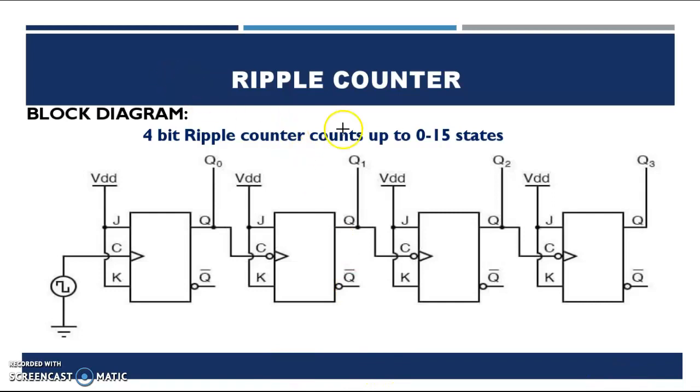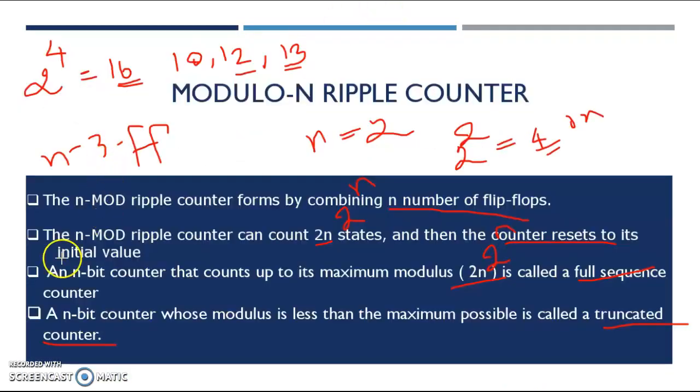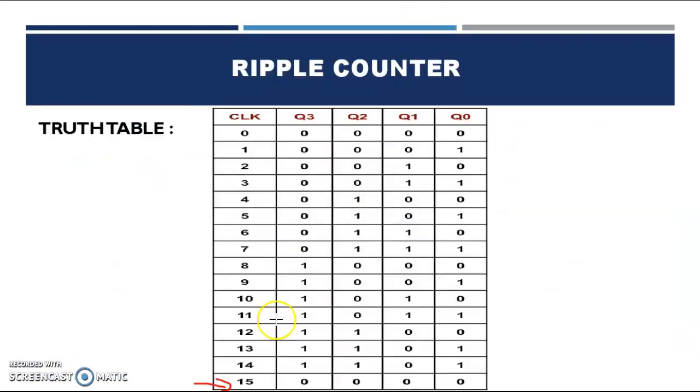Now coming to the ripple counter, I take a 4-bit ripple counter which counts from 0 up to 16 states, which means 16 possible number of states are present here. On the 15th count, it comes back to 0 as we already saw. The n-bit ripple counter can count 2 power n states and then the counter resets to its initial value. The initial value is 0. On the 15th count, it counts back to 0.